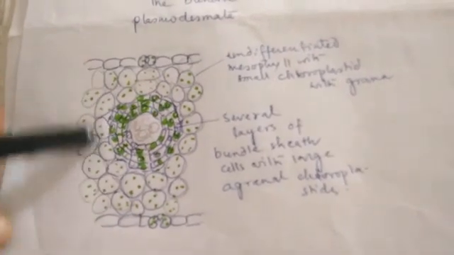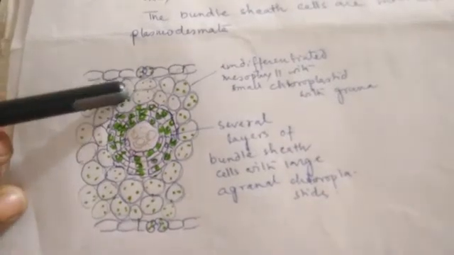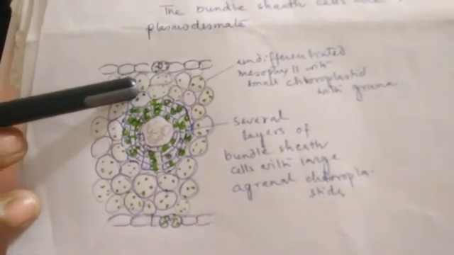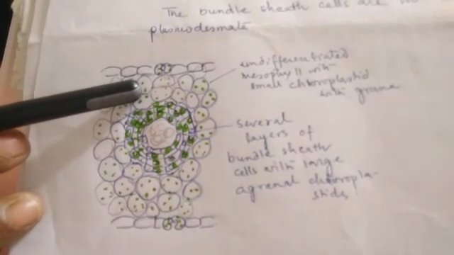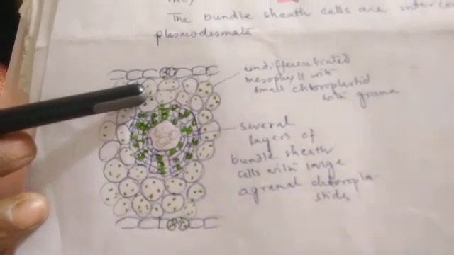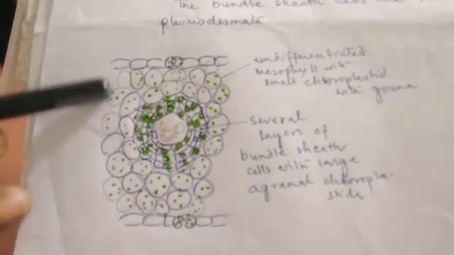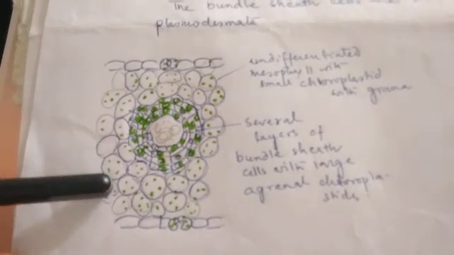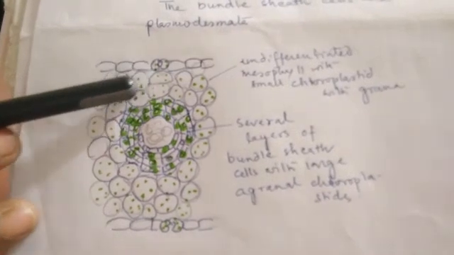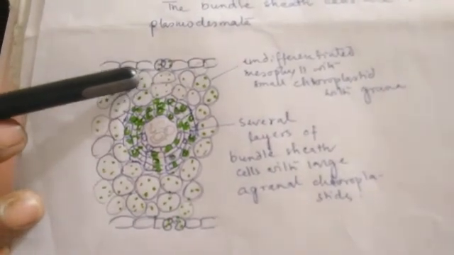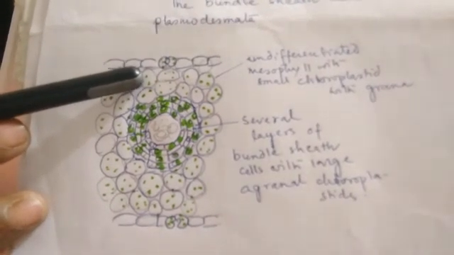So first of all, the mesophyll cells in C4 plants are undifferentiated, and the chloroplasts present in these mesophyll cells are comparatively smaller, and grana here is very well developed. Whereas in C3 plants, the mesophyll cells are differentiated into palisade and spongy parenchyma, and the chloroplasts with grana and stroma are well developed. But here the grana is more developed. Chloroplasts are comparatively small and grana are more developed.